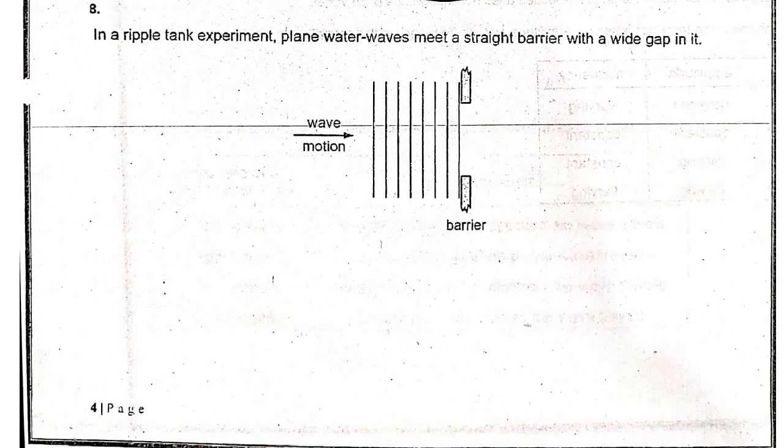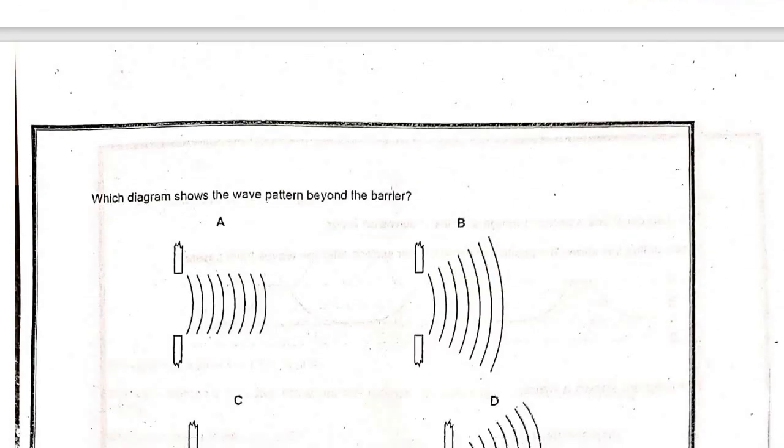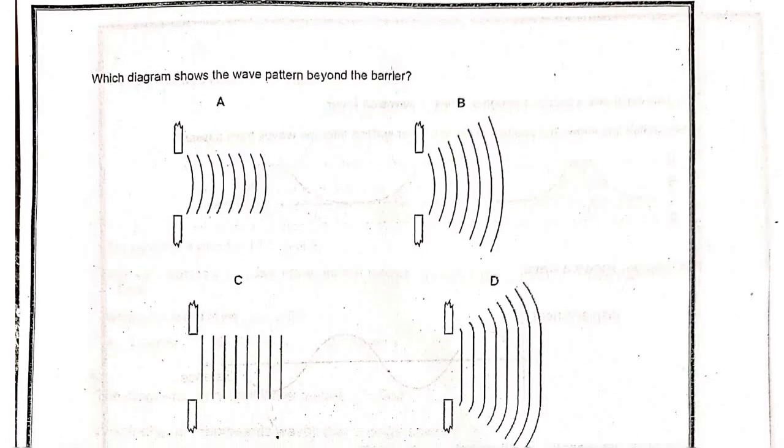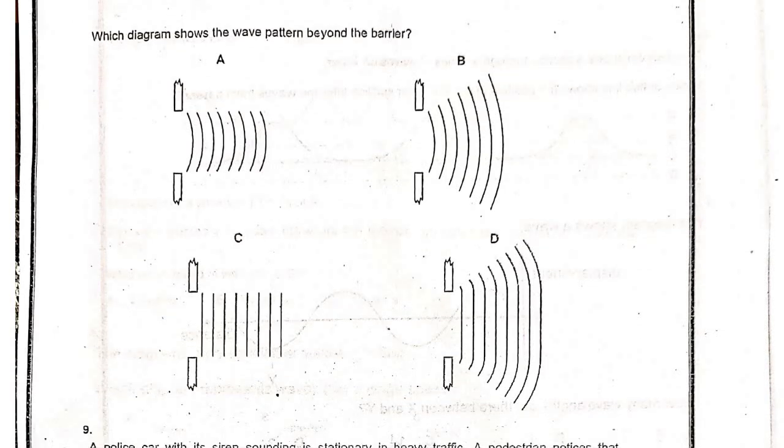Then we have question number 8. In the ripple tank experiment, plane water waves meet a straight barrier with a wide gap between them. So let's see the question. Which diagram shows the wave pattern beyond the barrier? So we know that whenever water waves travel through two obstacles, they spread after striking the sharp edges of the obstacle.